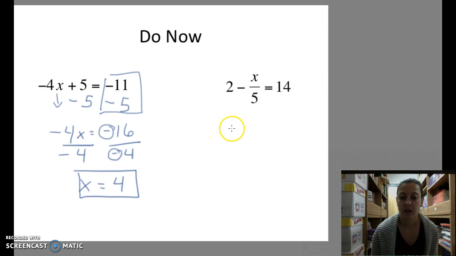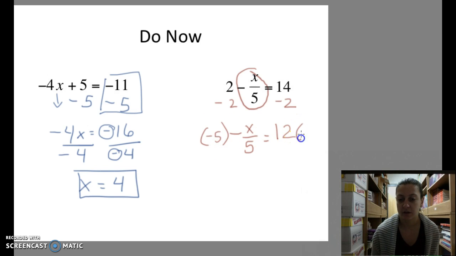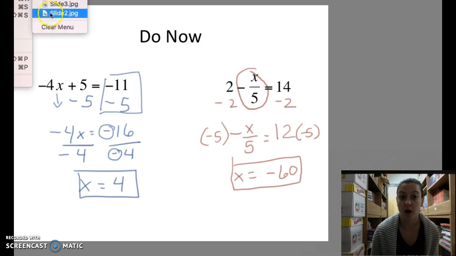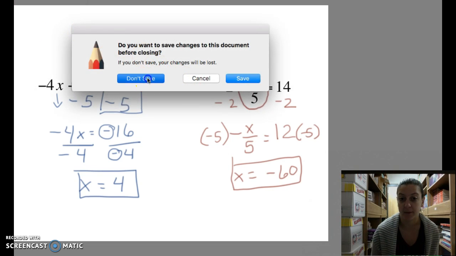Next problem. I'm going to subtract 2 from both sides. Since we're leaving the second term, I'm going to circle that second term. Negative x over 5 equals 12. Now I'm going to multiply both sides by negative 5 and get x equals negative 60. And that's our answer there. Okay, so make sure you showed your appropriate steps following that.